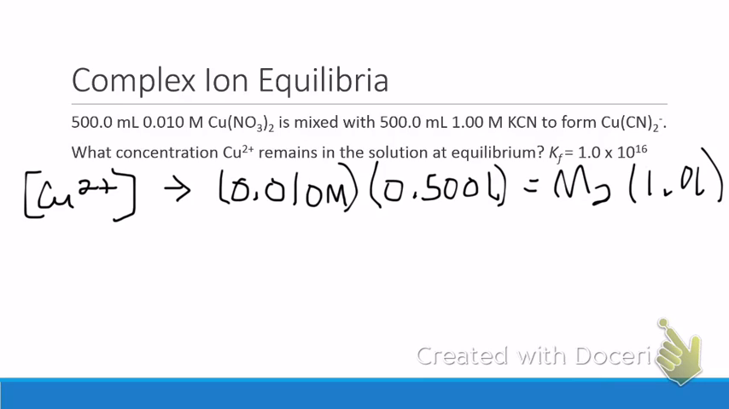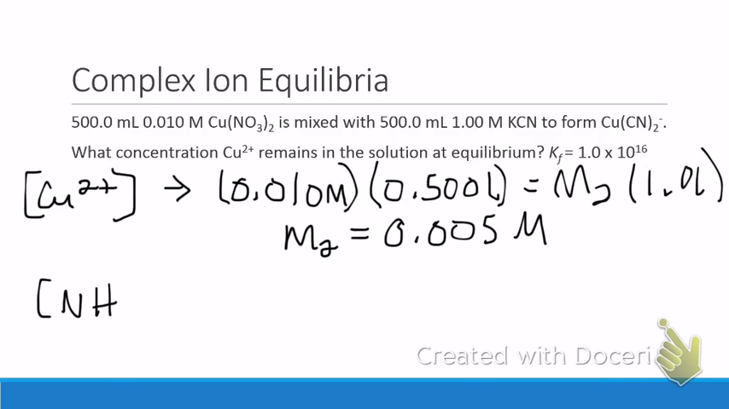So we get there that our new concentration is 0.005 molar. We can then do the same thing to find our concentration of NH3.